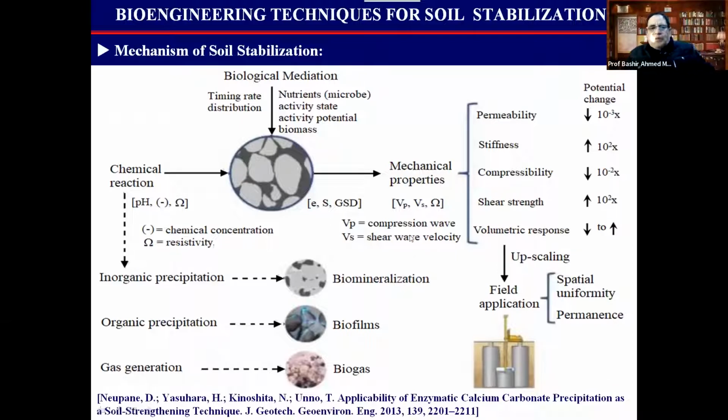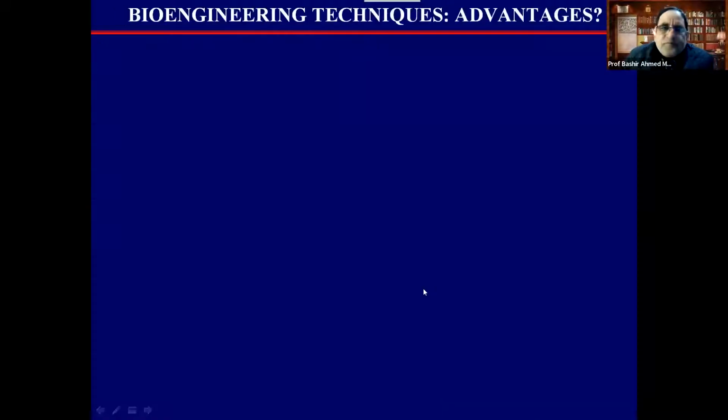We see that because of the shear strength and the compaction of the soil, we have less permeability, higher stiffness, reduced compressibility or settlement, and increased shear strength. So we can have biomineralization, biofilms, and biogas. These are the steps which have been reported by the author given at the bottom of this slide.